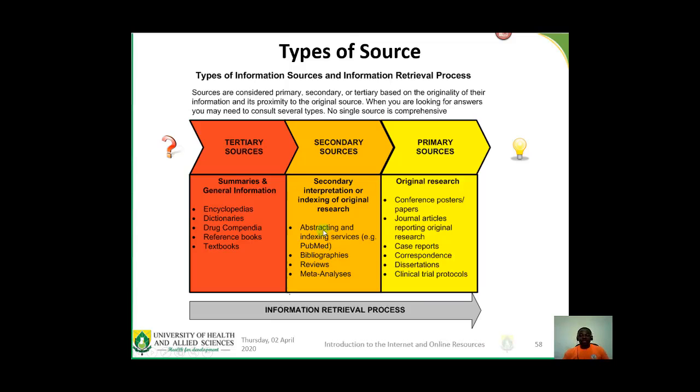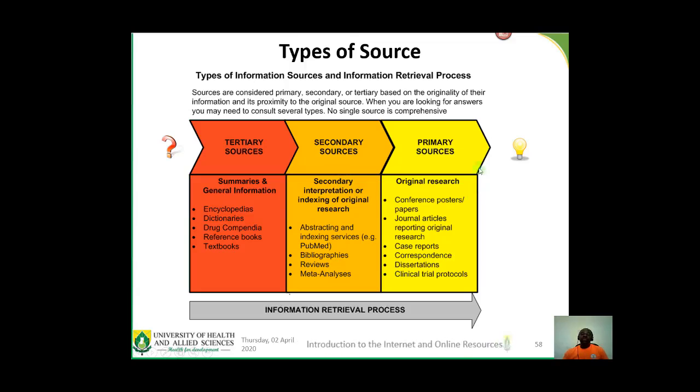Then you look at the secondary sources, which are interpretations of the primary original research. So you look at abstracting databases, you look at indexing services. PubMed, for example, provides a lot of bibliographies on these published articles, meta-analyses and reviews. These will all give you secondary level information on your subject.